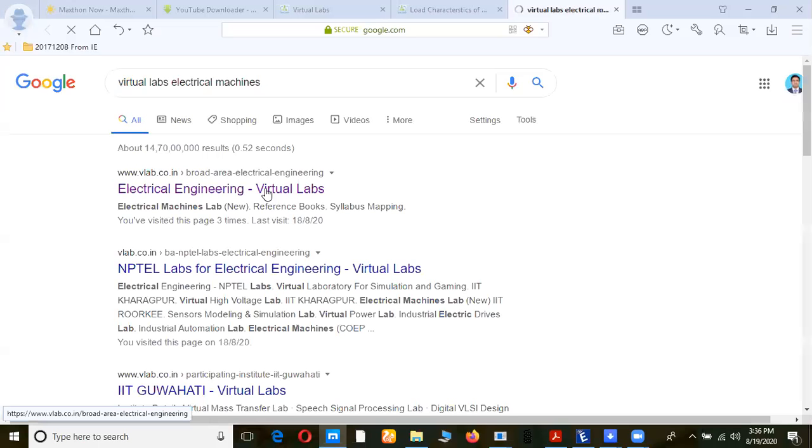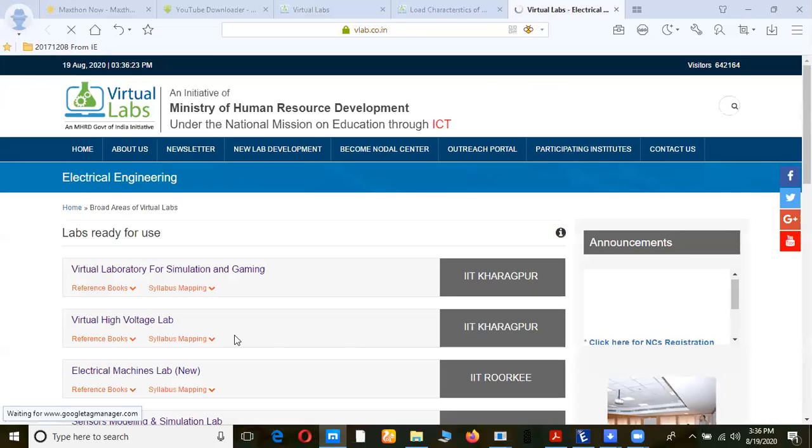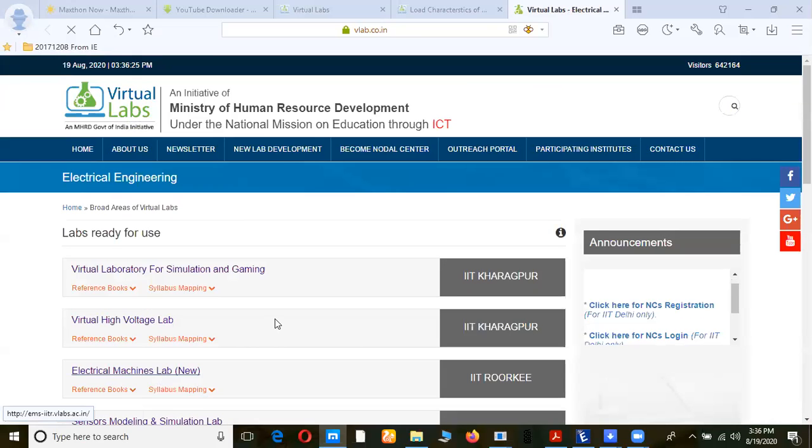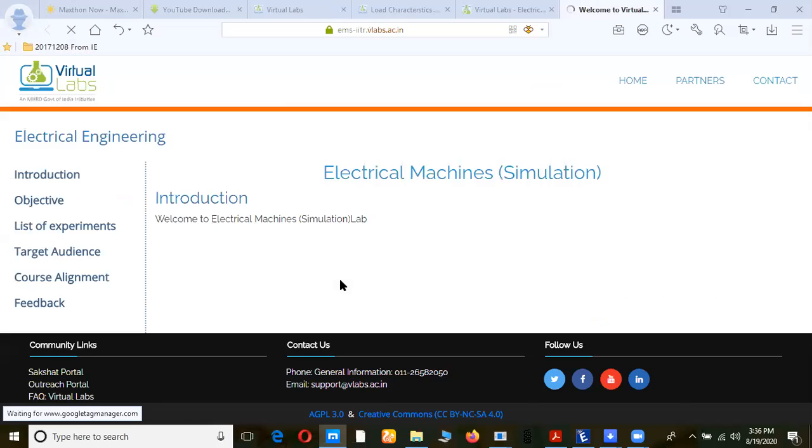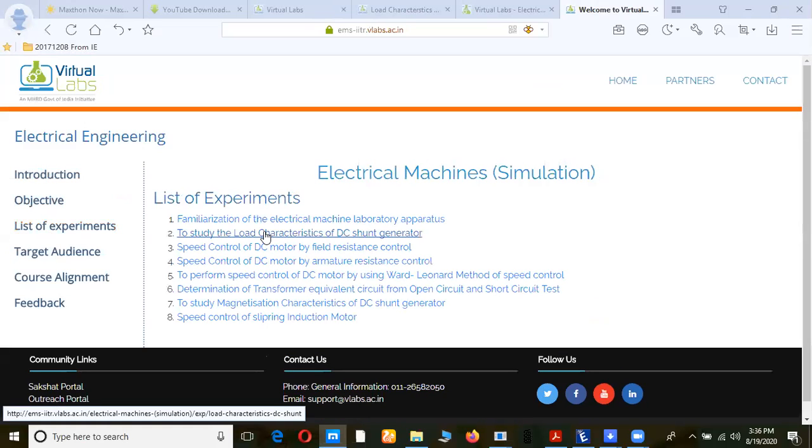You just go on to the first one, electrical engineering lab. And then here, you go to the electrical machines lab, new, right? So it will open our electrical machines, in which we have the list of experiments. The first one is to study the load characteristics of the DC shunt generator, right?